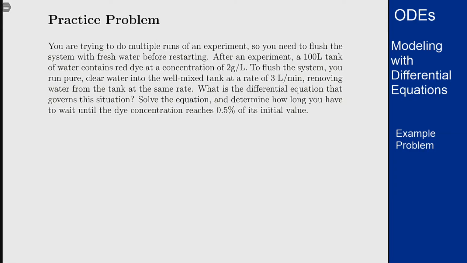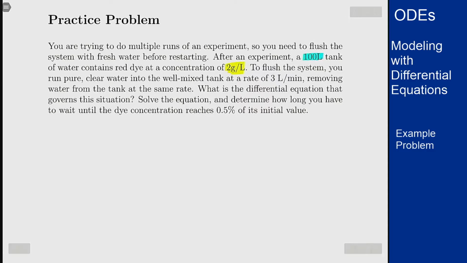In this example, we want to look at a physical situation, model it with a differential equation, and then use that to give us information about the actual physical problem we're looking at. In this case, we're trying to do multiple runs of an experiment that involve adding dye to a tank of water, and we need to flush the tank out with clear water before we restart again. So at the end of the experiment, we've got 2 grams per liter of dye in our 100-liter tank.